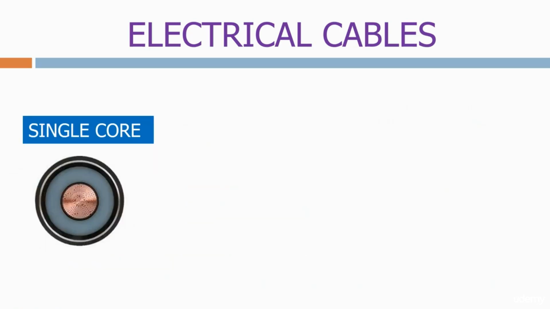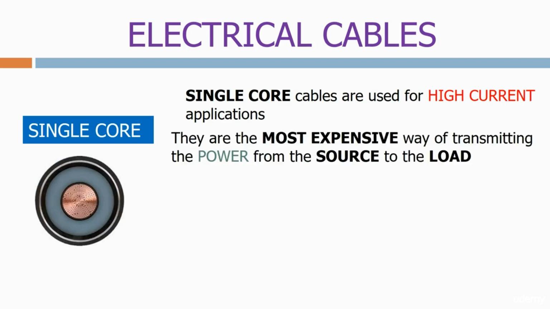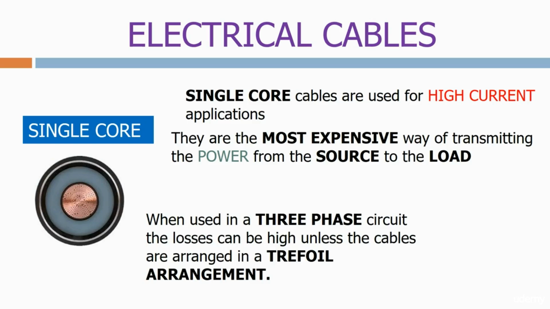And finally, we have a single core power cable. Single core cables are used for high current applications. They are the most expensive way of transmitting the power from the source to the load. When used in a three-phase circuit, the losses can be high, unless the cables are arranged in a trefoil arrangement.